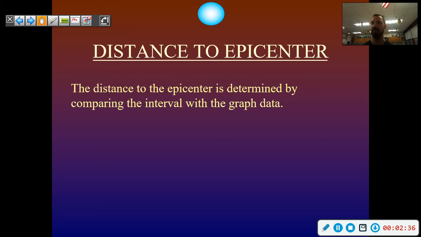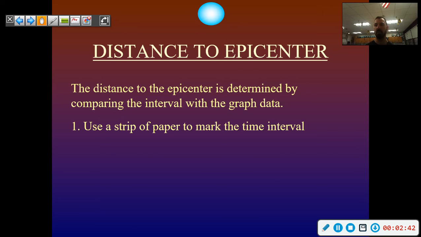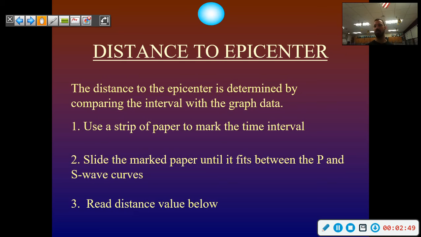But distance to the epicenter is determined by comparing the interval with the graph data. We use a strip of paper to mark the time interval on the side, and then slide the marked paper till it fits between the P and S wave curves, and you read the epicenter distance below to figure out how far away the earthquake was. That's definitely something you've got to practice over and over again to get that technique down.